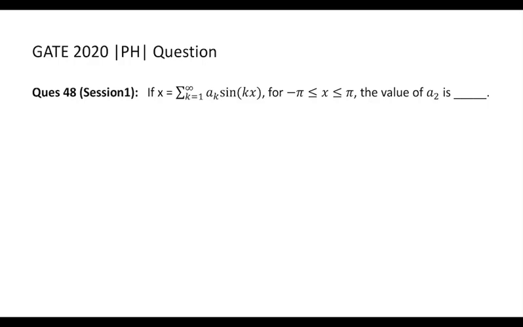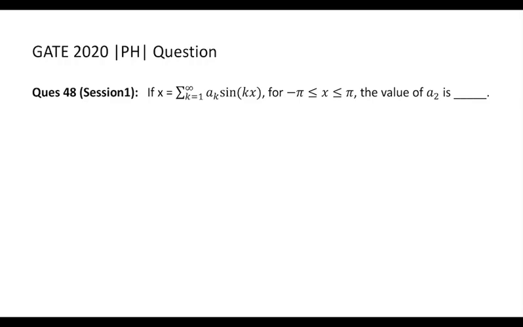Hi, in this video we are going to solve question number 48 which appeared in GATE 2020 from mathematical physics. The question is, if x is equal to summation k is equal to 1 to infinity a_k sine of kx, where x is ranging from minus pi to plus pi, then what is the value of a2? This is an NET type of question. We have to solve the question and then write the answer in the form of numerical value.